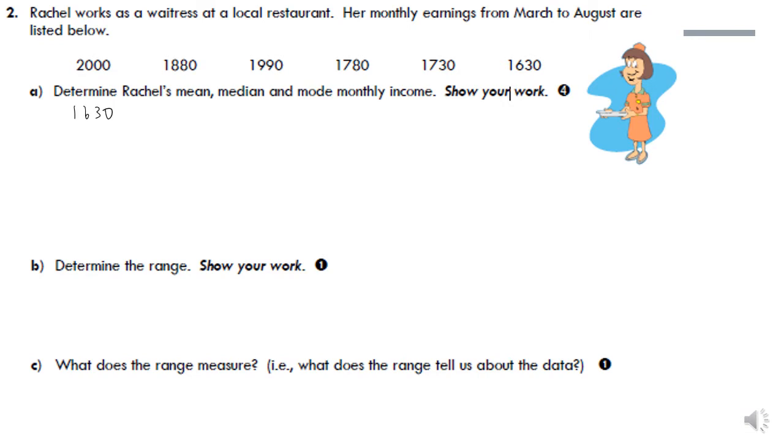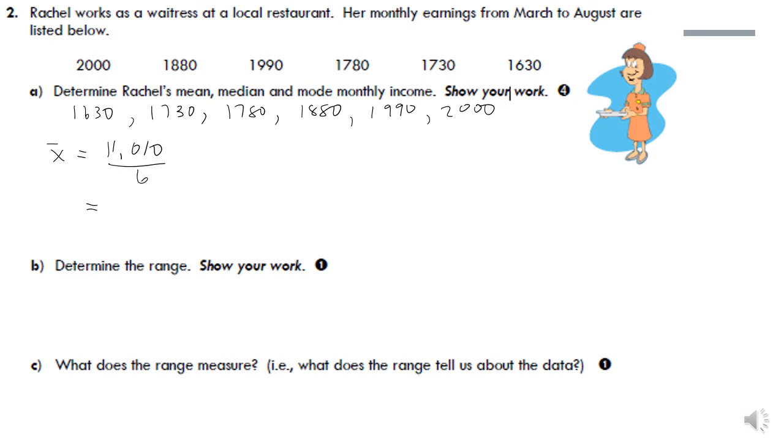So 1630, 1730, 1780, 1880, 1990, and 2000. So let's start finding her mean. Remember mean, that symbol we use, x bar. Add those all up and divide by how many numbers there are. So you can take a second, take out your calculator, add up those numbers. Hopefully you get $11,010. How many numbers are there? 1, 2, 3, 4, 5, 6.